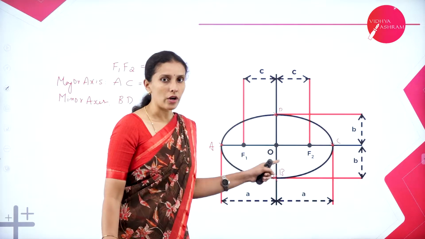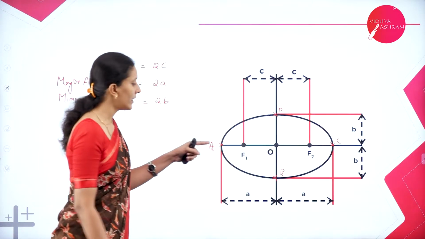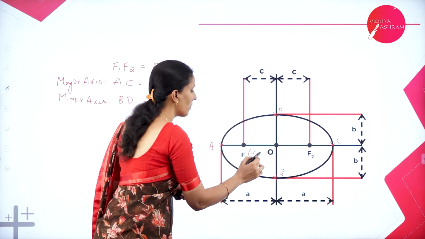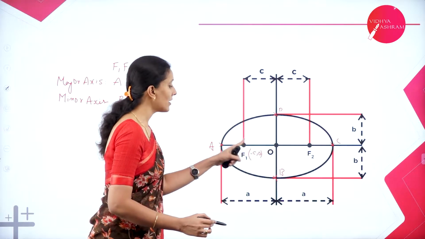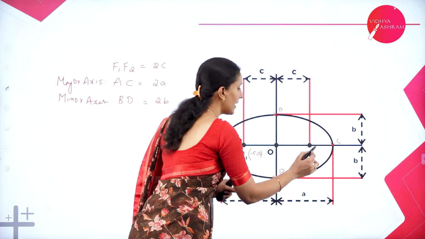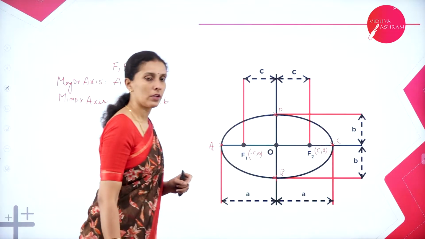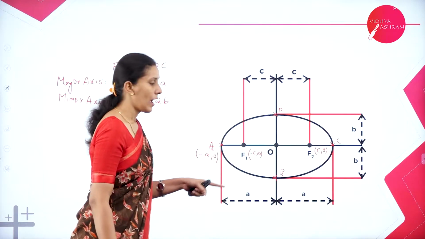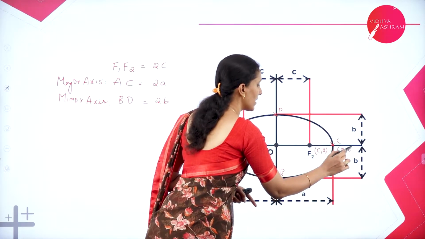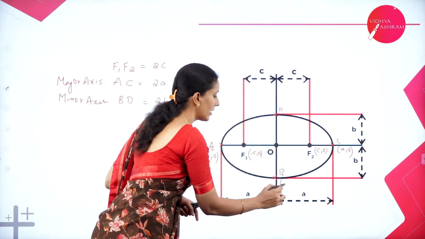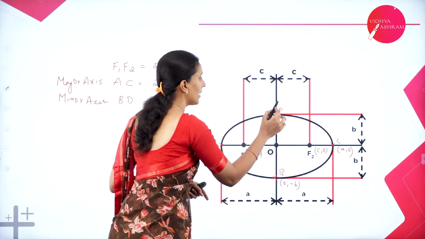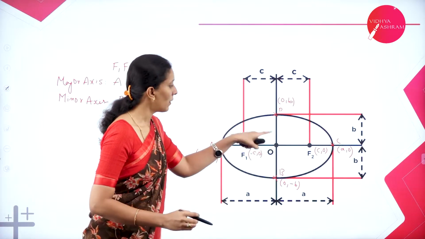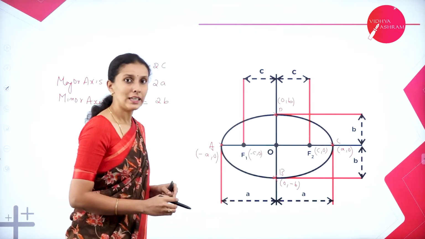The center is always the origin. So the focus can be taken as a coordinate. Here I can write the coordinate of a focus as minus c, 0 because it is at a distance c and it is on the negative side of the x-axis. Here I can take it as c, 0. So the vertex A I can write as minus a, 0 here, and for C I can write it as a, 0. Similarly for B I can write it as 0, minus b, and here I can write it as 0, b. Because both are at a distance b from the center, but one is on the positive side, another one is on the negative side.